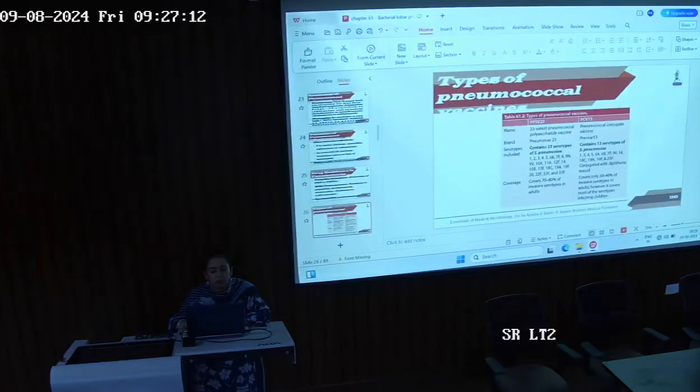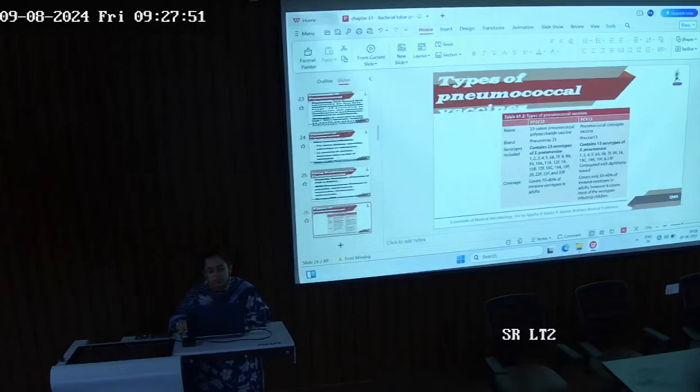Then you should know about the pneumococcal vaccine. Pneumococcal vaccines are now added in the national immunization schedule also. Mainly there are two types, PPSV23 and PCV13. The 23-valent pneumococcal polysaccharide vaccine is also known as Pneumovax 23, and the other is Prevnar 13. The serotypes included: PPSV23 contains 23 serotypes as depicted in its name, and PCV13 contains 13 serotypes and it is conjugated with diphtheria toxoid.